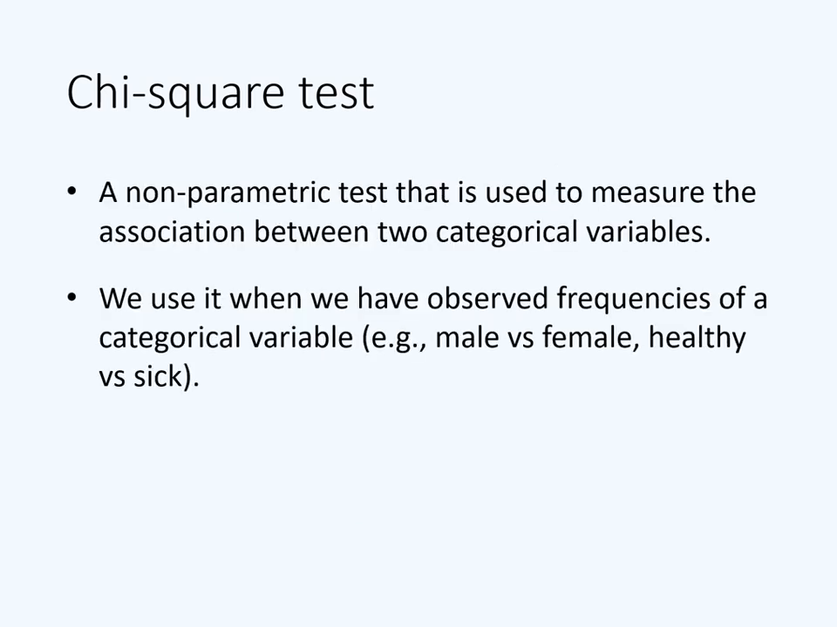The chi-square test is a type of non-parametric test that's used to measure the association between two categorical variables. We use it when we have observed frequencies or counts of a categorical variable, for example the number of males versus females or number of healthy versus sick individuals.